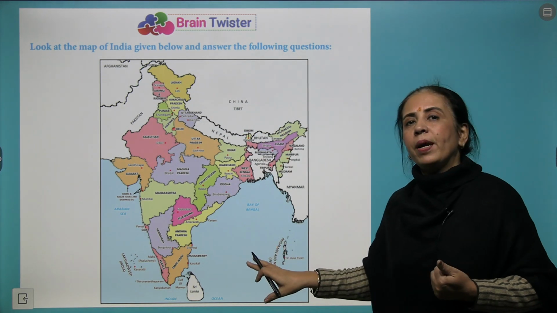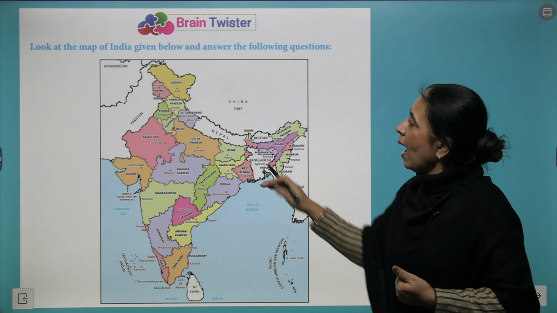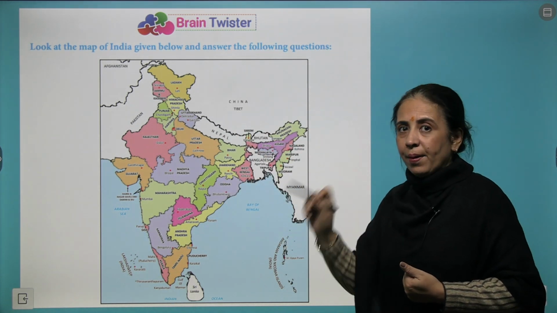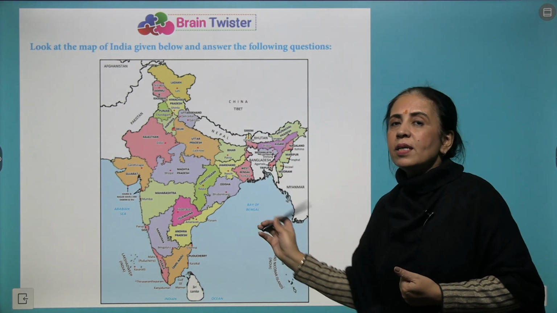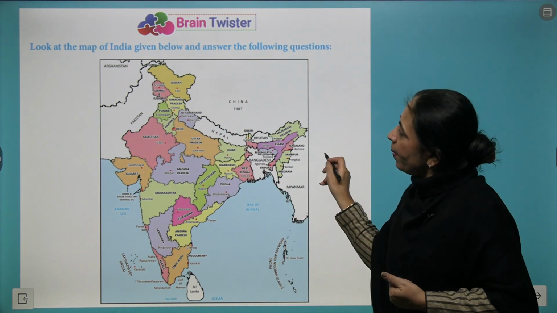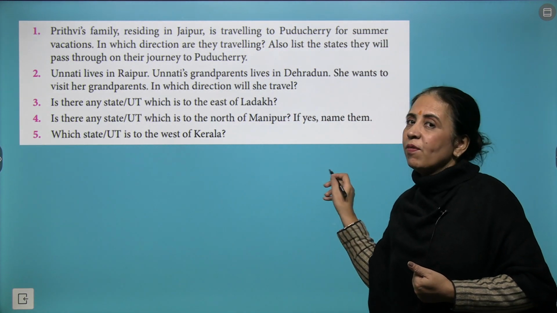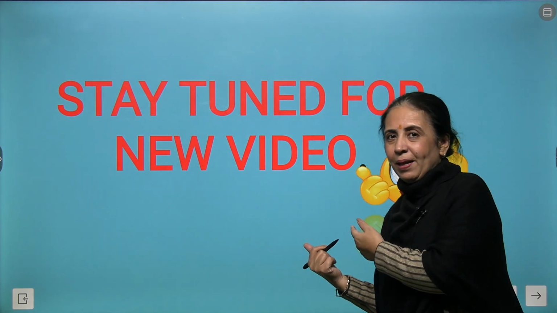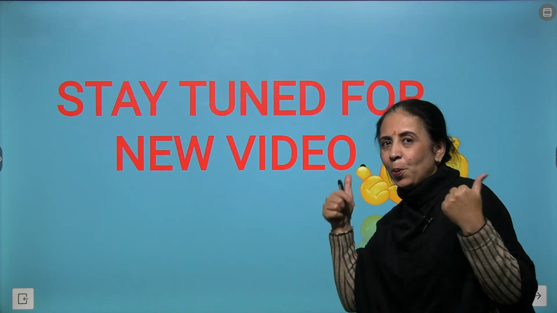Now we have a brain twister. Here there is a map of your country and different states are marked here. Just remember the directions, that where is north, where is south, where is east, where is west. Try to mark it with your pencils and based on it, try to do these questions yourself. I know you are going to be genius and you will crack them easily. So it's your time to start with it. Here we go.